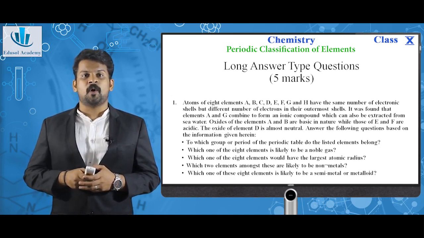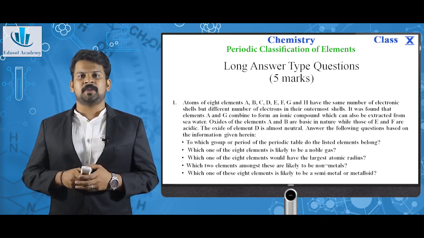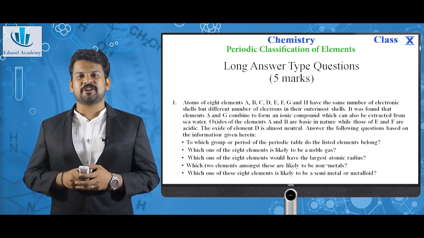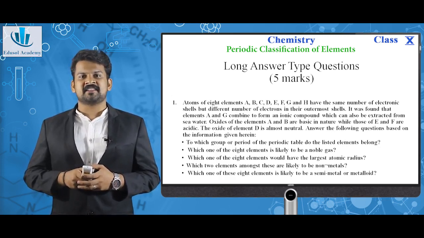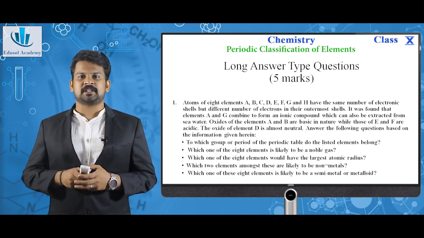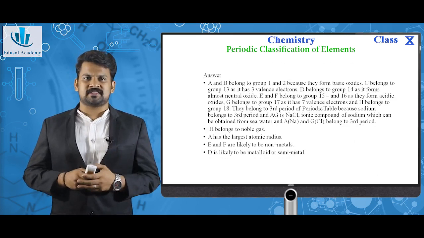To which group or period of the periodic table do the listed elements belong? Which one of the elements is likely to be a noble gas? Which one has the largest atomic radius? Which one is likely to be a non-metal? Which one is a metal, a semi-metal or metalloid? So, let's analyze this question.